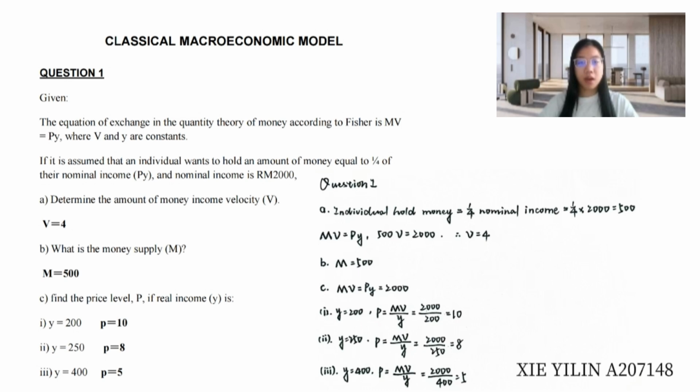Therefore, the answers are: when Y equals 200, P equals 10. When Y equals 215, P equals 8. When Y equals 400, P equals 5.